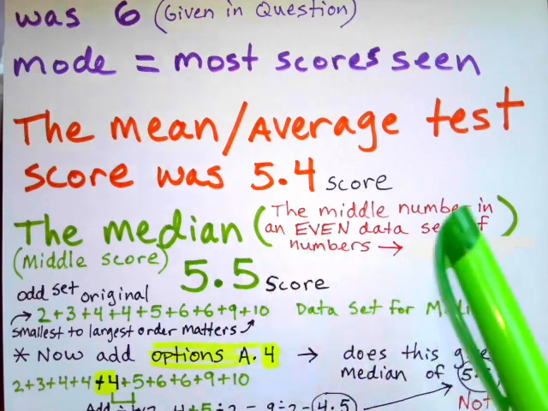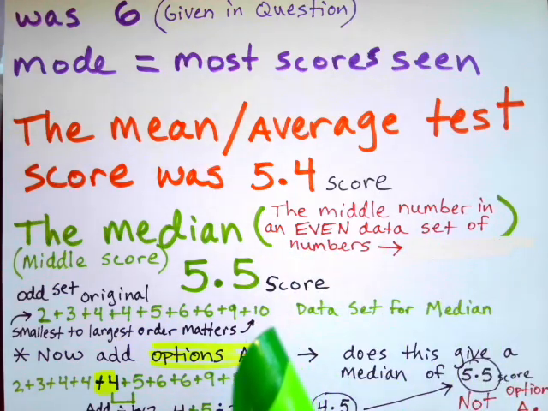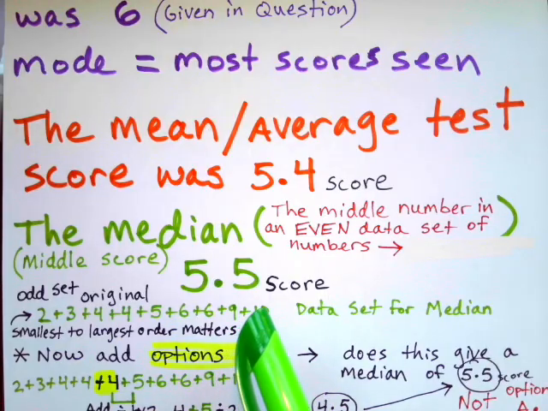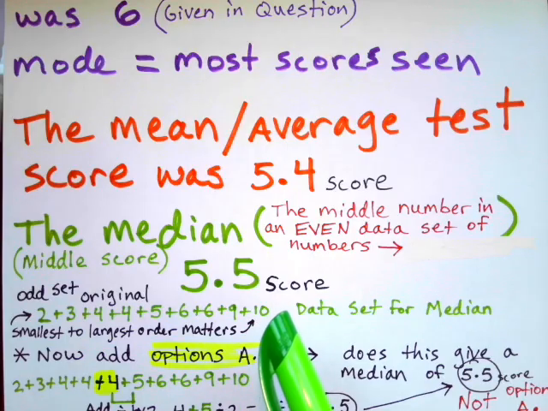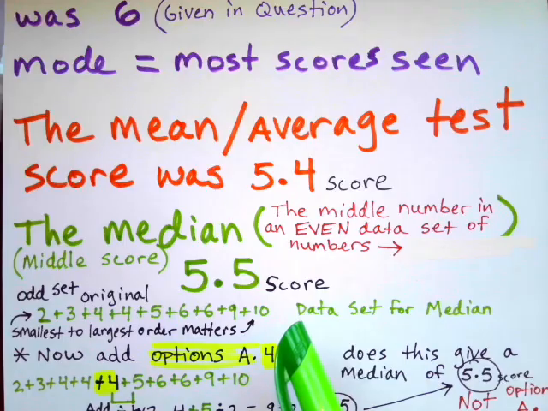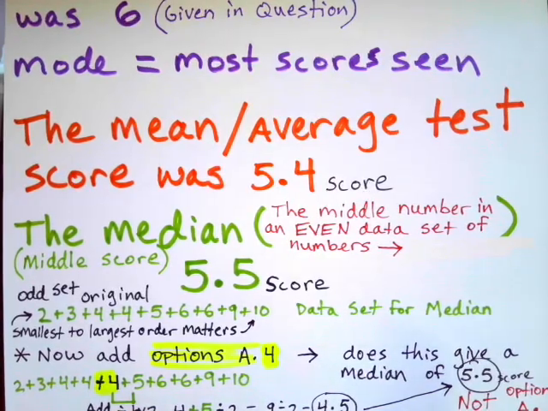All right, so the middle number in an even data set of numbers can be tricky. When it's an odd data set of numbers, it's easy. 1, 2, 3. Well, 2 is in the middle, right? That's an odd set of data numbers. I'm going to go over that a little bit more in the next video. And I'm going to show you how to answer this particular type of question.